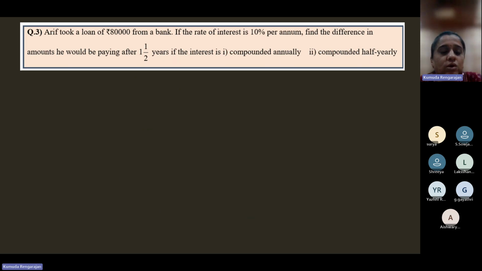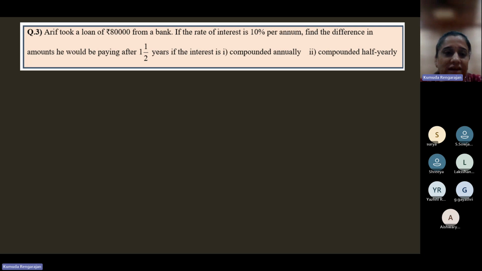Arif took a loan of rupees 80,000 from a bank. If the rate of interest is 10% per annum, meaning for a year, find the difference in amounts he would be paying after 1.5 years if the interest is compounded annually, compounded half yearly.